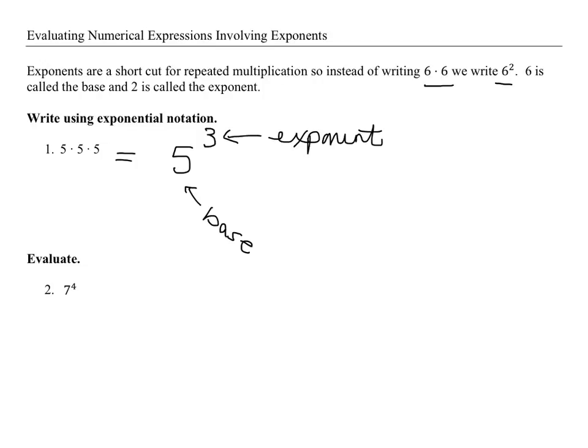The next one says evaluate. Well, 7 to the 4th means repeated 7s multiplied by itself for a total of 4 times. So it's really 7 times 7 times 7 times 7. But the word evaluate in math means that we're just going to multiply that out and get it done. So first we're going to do 7 times 7, and that's 49. So that takes care of these two 7s.